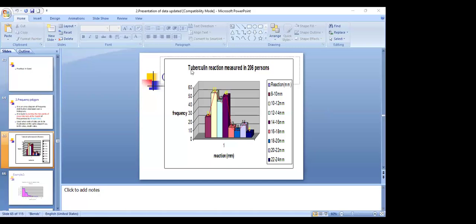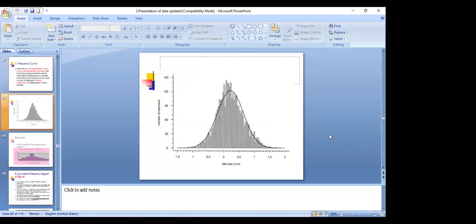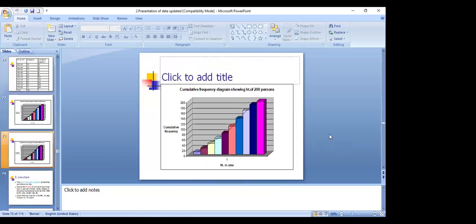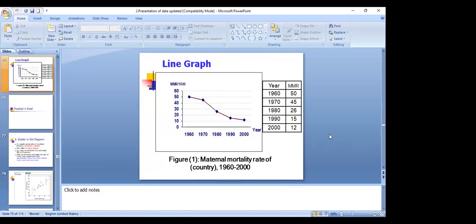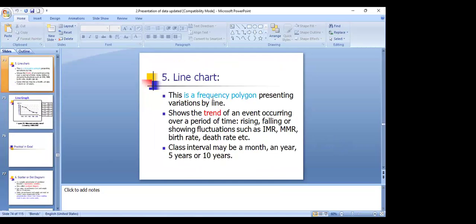Okay. You can see the example of tuberculin reaction measured in 206 persons, right? This is a histogram. And on top of the histogram, when you join the midpoints of these bars, you draw a frequency polygon. It is a very simple thing. Basically, when you draw a line chart, see, this is a line chart. Can you appreciate the line graph here? The line chart is a frequency polygon.